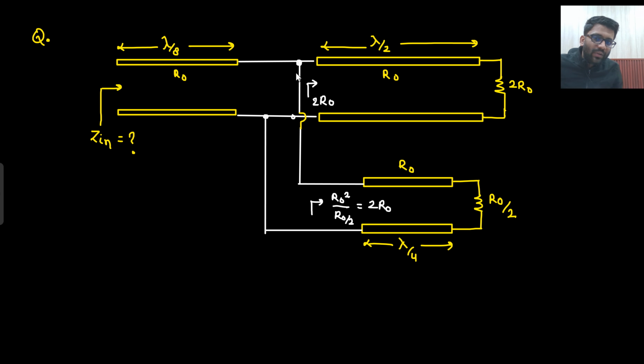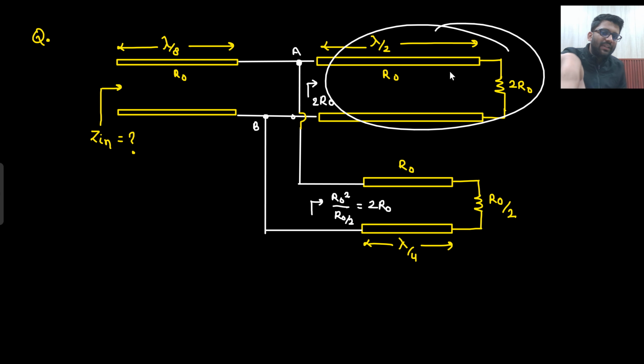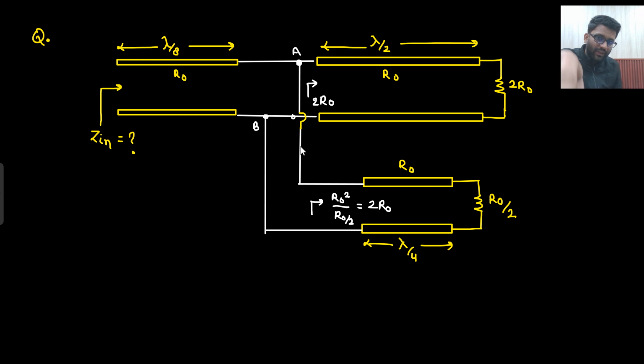What I am solving, I am looking at this node. What is happening here? There is a transmission line. Then at the load of the transmission line, 2 transmission lines are connected. If I call this point A and this point B, then between point A and B, this transmission line is connected. If this point is A, then this point is also A. If this point is B, then this point is also B. So between A and B, there is one transmission line connected. Between A and B, there is another transmission line connected.